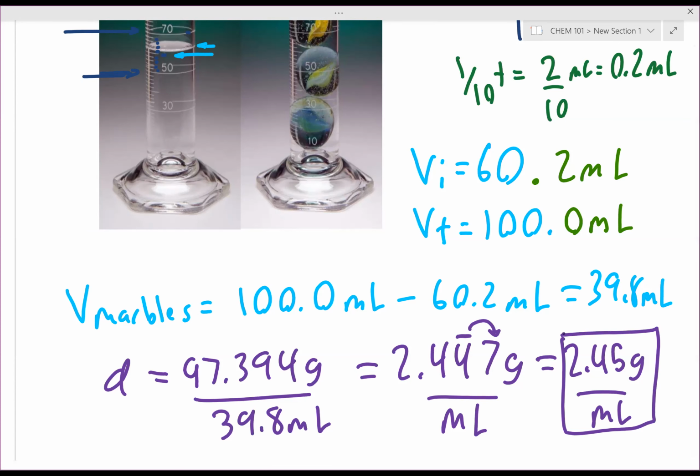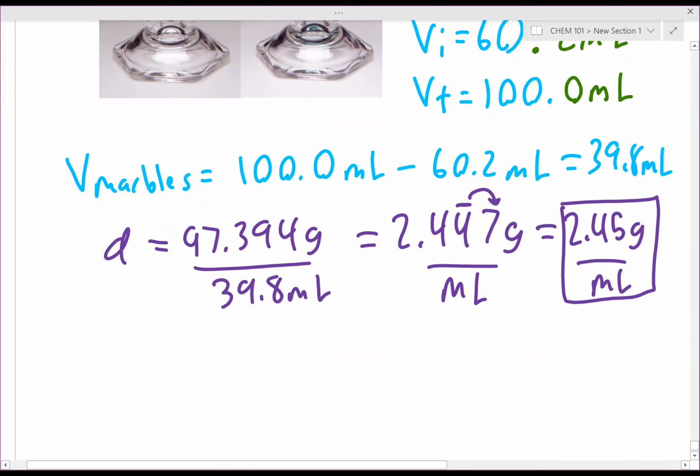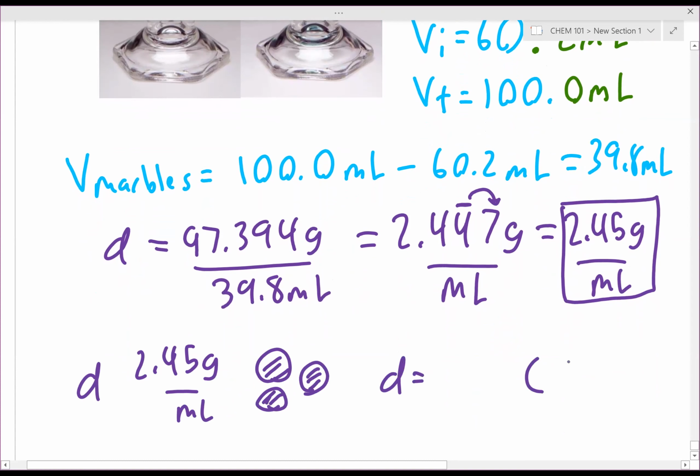Now, let me ask you an interesting question here. This is the density of 3 marbles. My question to all of you is, we have the density of 3 marbles as 2.45 gram per mil. So if we have our 3 marbles, that's the density of these 3 marbles. If I wanted you to tell me the density of just a single marble, just one marble, what would the density of 1 marble be? Yes, exactly the same. You don't have to divide or multiply. It's exactly the same density.